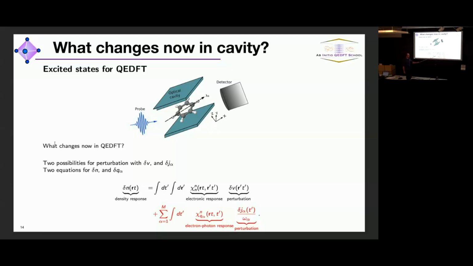And now, in addition, because potentially we can have many photons, we can have many photon modes. If you just have a single mode, there's only one electron-photon response because there's only one mode which we can change or perturb. But if you have, let's say, two modes, there's now two possibilities, right? We could either perturb mode 1 or perturb mode 2. So we would have two electron-photon response functions. That's why there's a sum over alpha up to M, M being the number of modes we have.